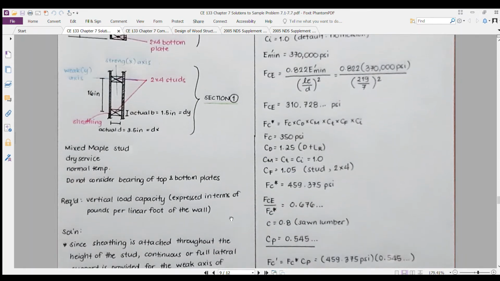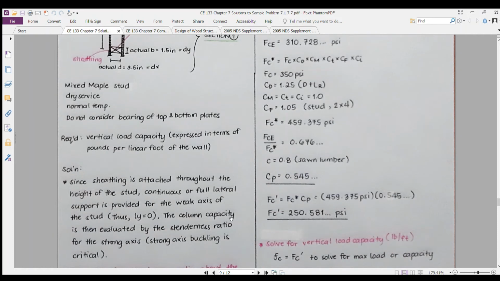Since roof sheeting, or sheeting, is attached throughout the height of the wall of the stud, continuous or full lateral support is provided for the weak axis of the stud. Thus, L sub y is equal to 0. So the column capacity is then evaluated by the slenderness ratio for the strong axis.